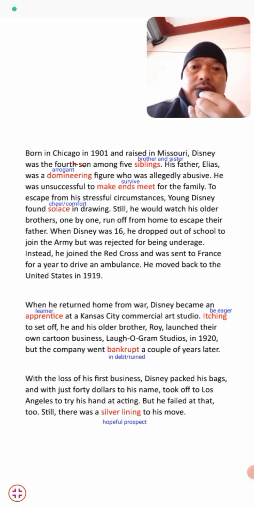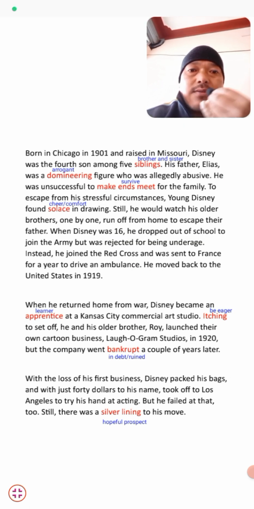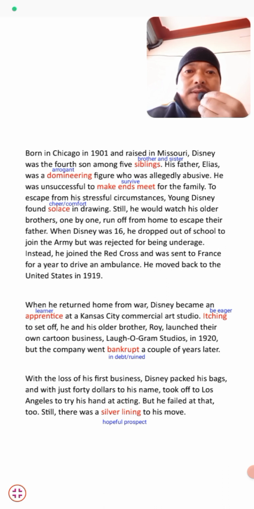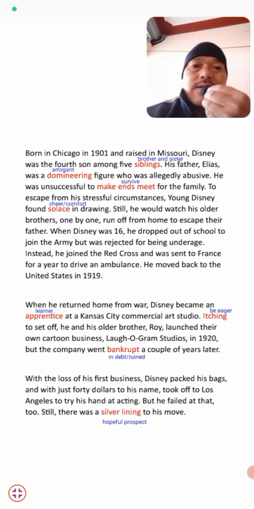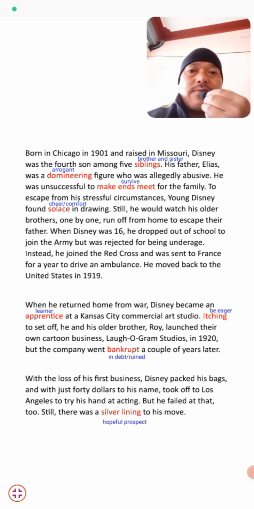Born in Chicago in 1901 and raised in Missouri, Disney was the fourth son among five siblings. Now, students, he was born in 1901 and he grew up in Missouri. Disney was the fourth son among the five brothers and sisters, which means he was the fourth one among his siblings.